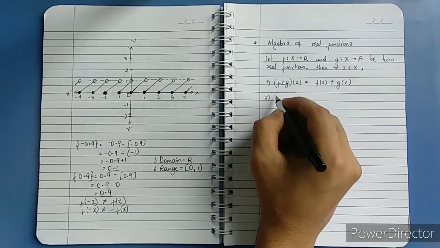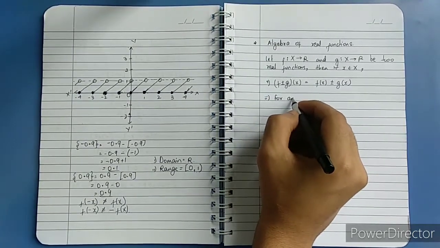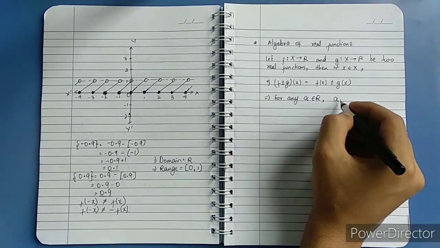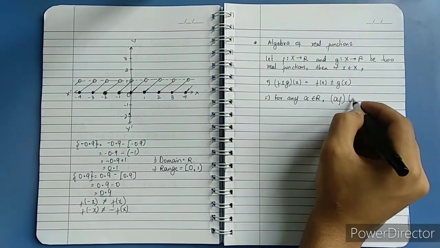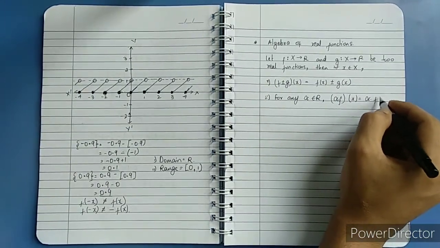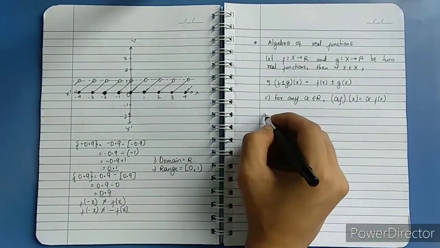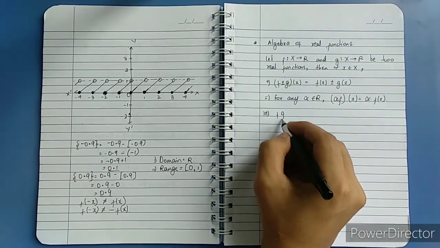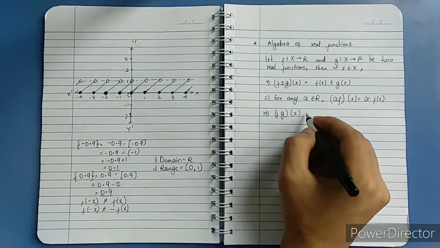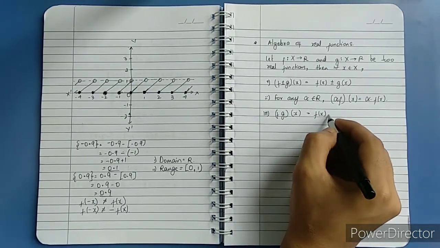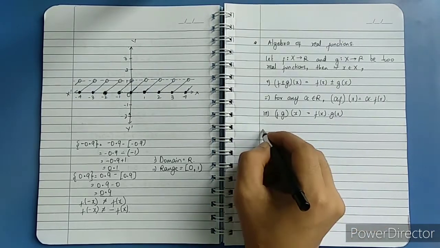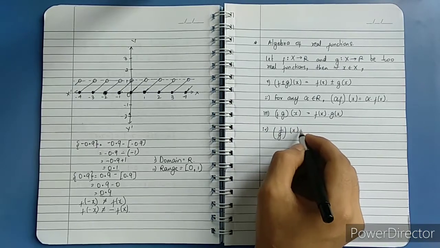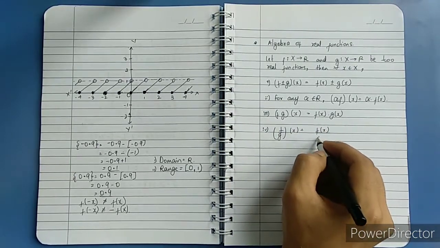Second point, for any alpha belonging to the real numbers, alpha into f of x will be equal to alpha into f of x. The third one, f into g of x will be equal to f of x into g of x. And number 4, f by g of x is equal to f of x by g of x.